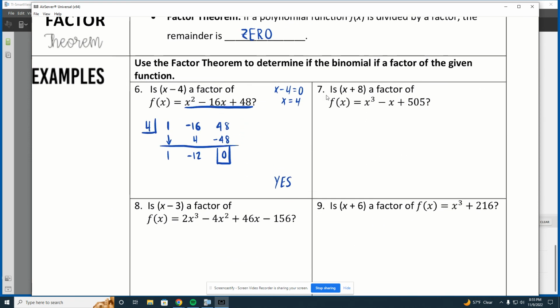Look at number 7. We can go fast now. X plus 8 equals 0. Subtract 8. X equals negative 8. Put negative 8 in the box.